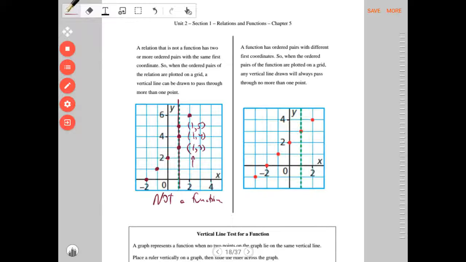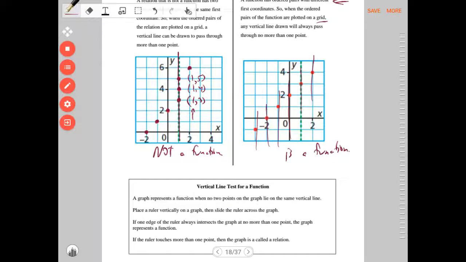So a function has ordered pairs with different first coordinates. When the ordered pairs are plotted on a grid, any vertical line drawn will pass through no more than 1 point. So if I draw a line here, 1 point, 1 point, 1 point, 1 point there, 1 point here, 1 point there. So this is a function.